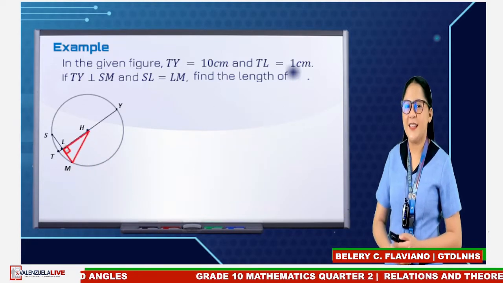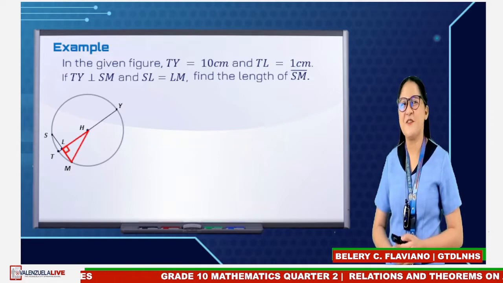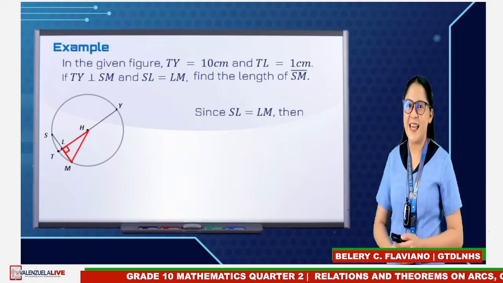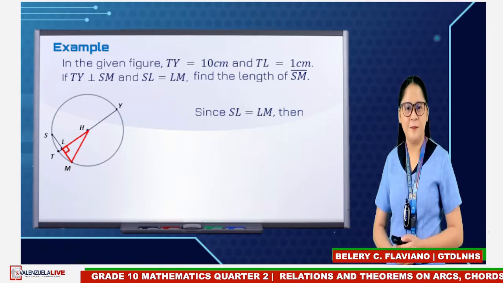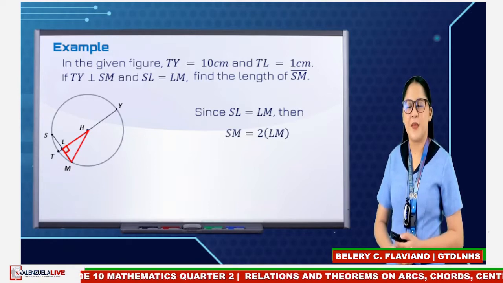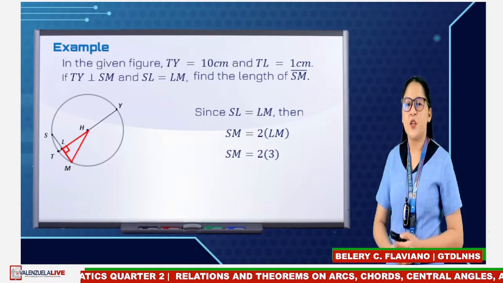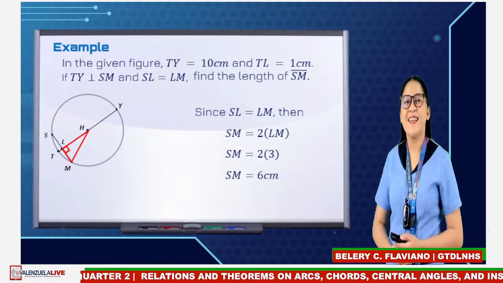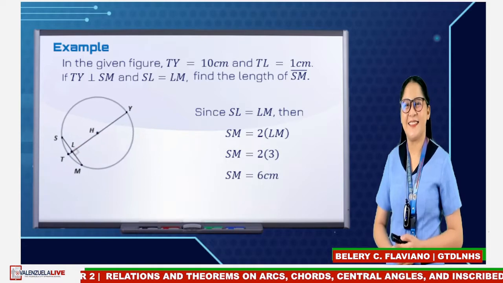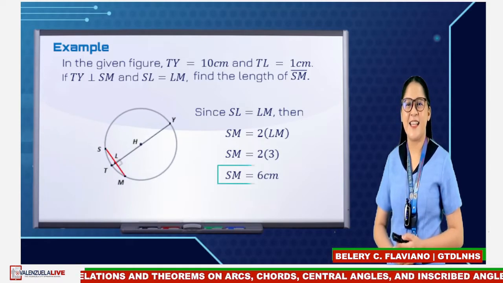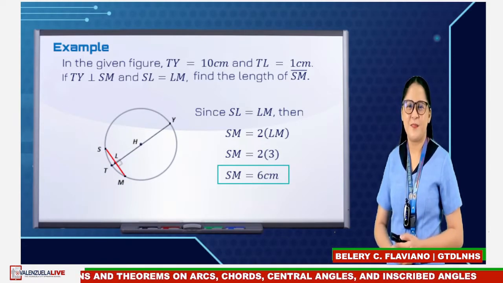Alright, finally, we can solve for the length of SM. Since SL is equal to LM, then SM is equal to twice LM. So it will be 2 times 3 equals 6 centimeters. And that's our final answer.